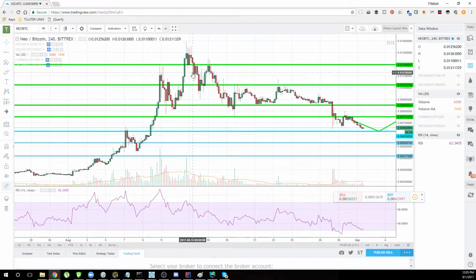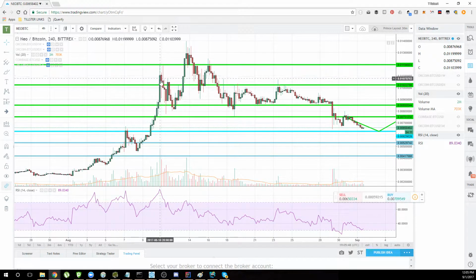So let's take a look at what happened after we went up. We came up and we had a test of this resistance line right here, a second test of this resistance line, which we broke through but then got denied on, a third test of this resistance line, and then we came down and we started breaking down for real.